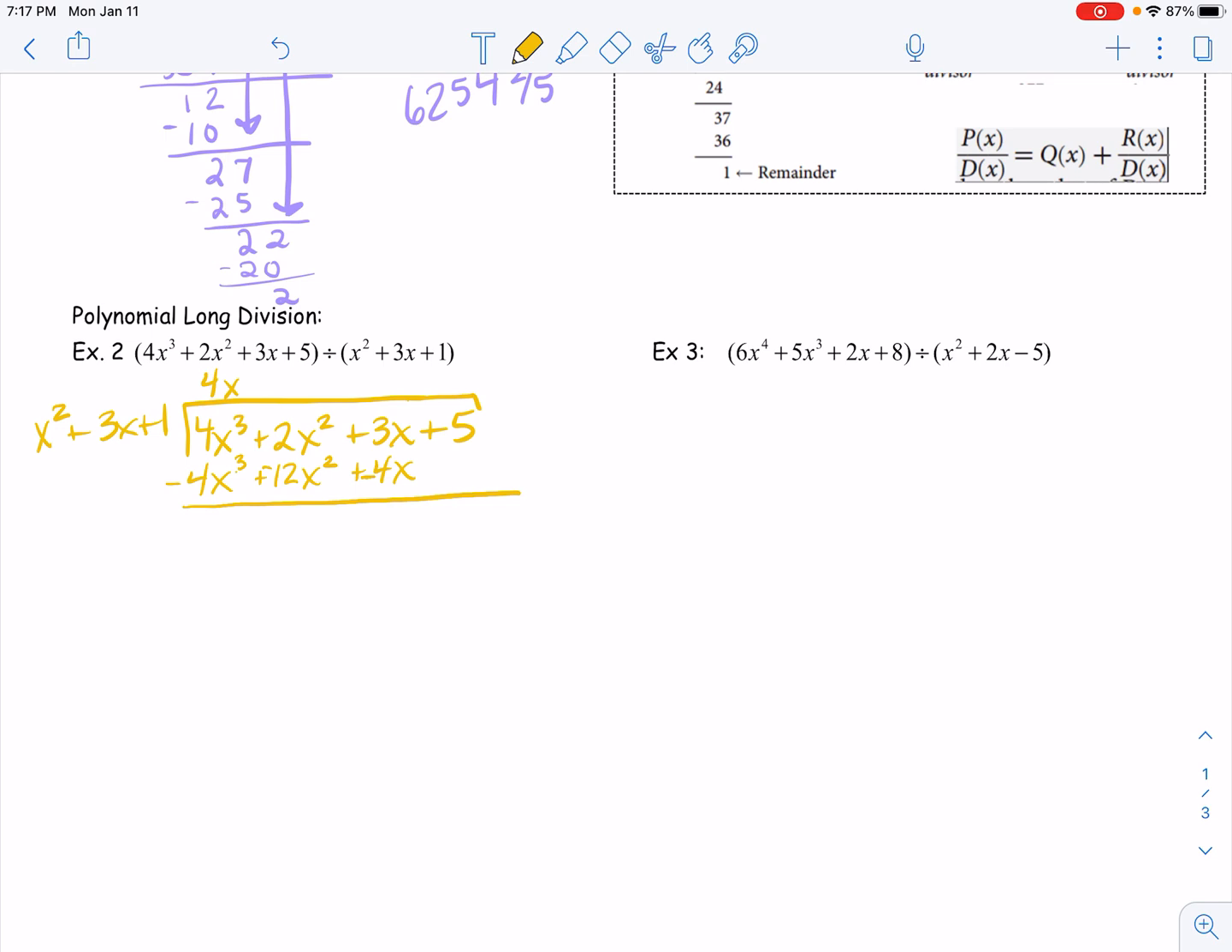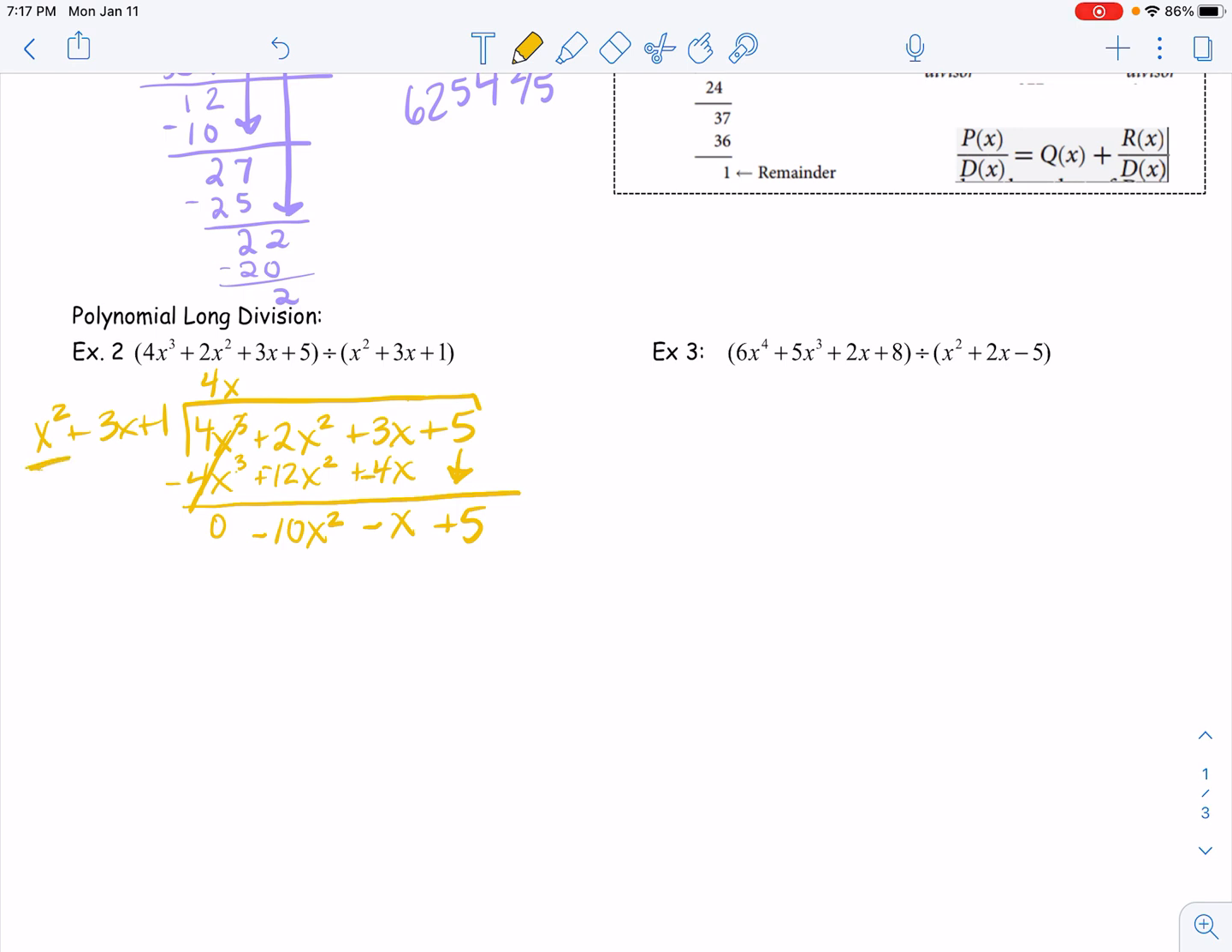And so now I go through and combine. These should always cancel out to 0. Okay, and if you need to put the 0 there, you can. What is 2x squared minus 12x squared? Well, that's negative 10x squared. 3x minus 4x is negative x. And then I do want to drop down that positive 5. Okay, so now I do it all over again.